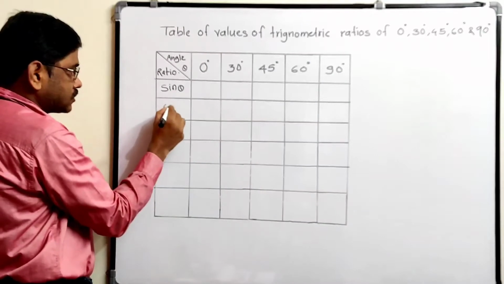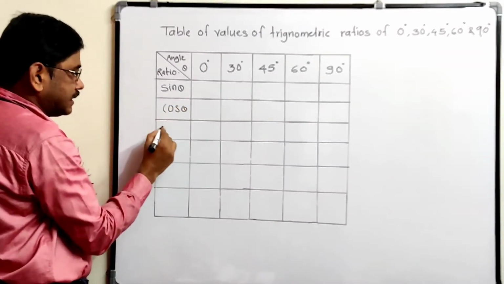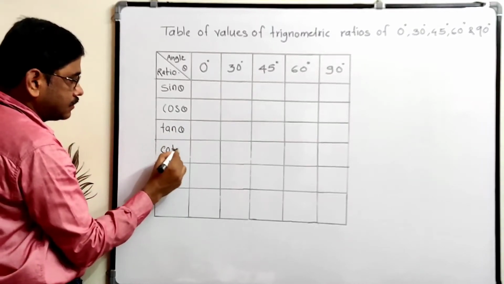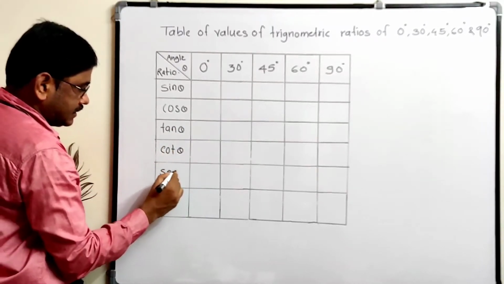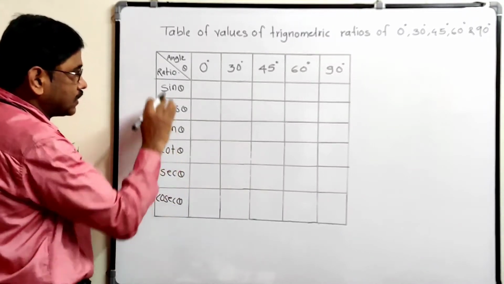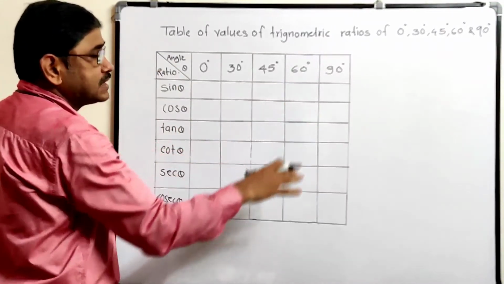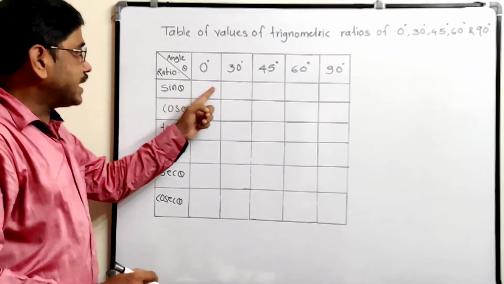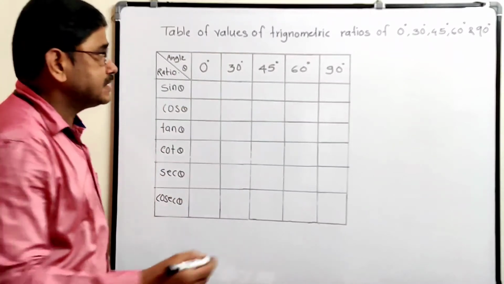Sin theta, after that cos theta, then tan theta, then cot theta, then sec theta, and the last one is cosec theta. So write this one, and then we have to complete this table. How to complete this table without by-hearting? So first find the values of sin theta. How to find the values of sin theta?